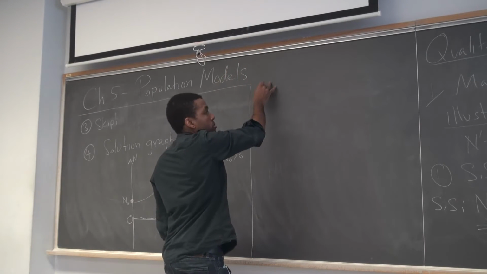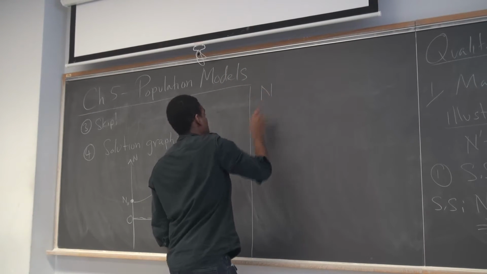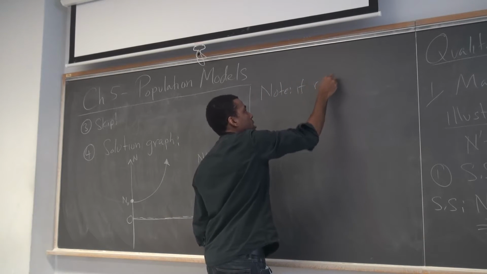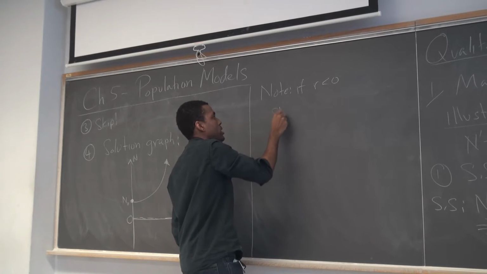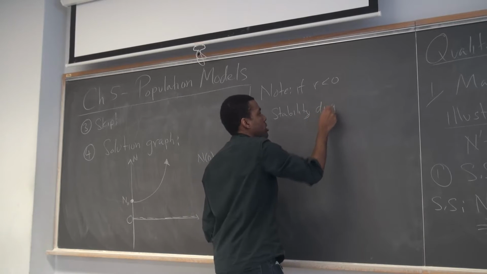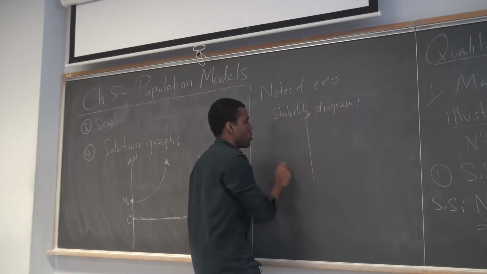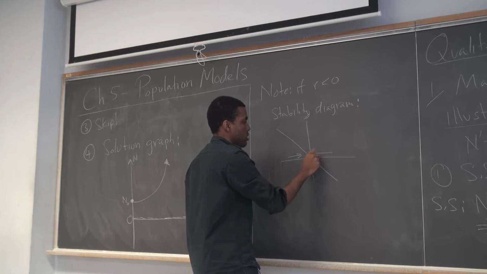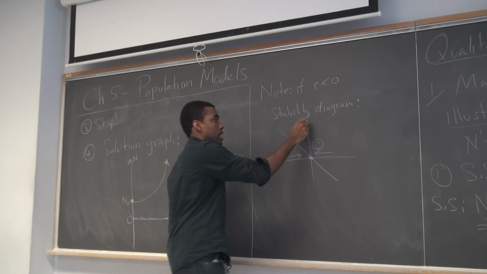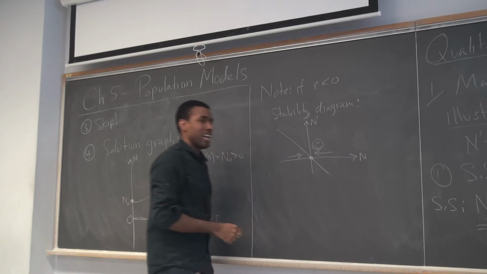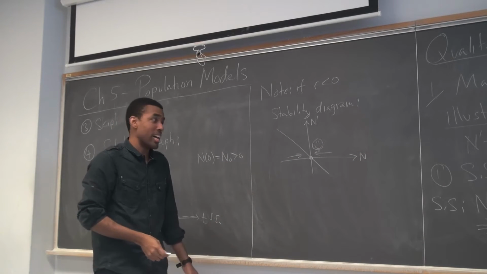Note, if R was less than 0, what would happen is the stability diagram would have been a line going like that, right? This would be that, this would be that. So this is a stable steady state. And the smiley face there is sort of not good because that basically means the population is going to die.